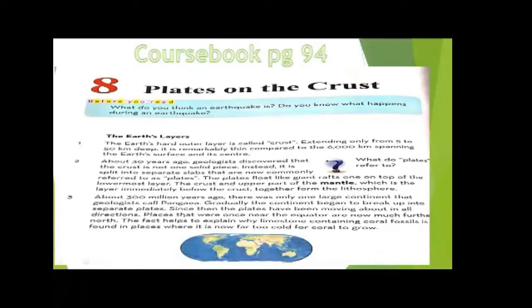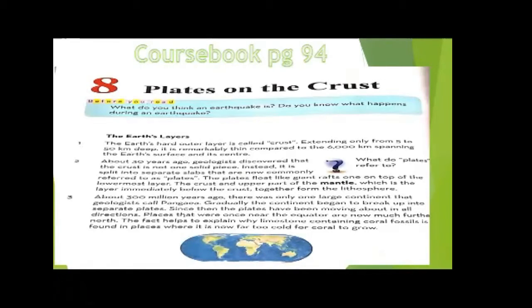So, the Earth's hard outer layer is called crust. It ranges only from 5 to 50 kilometers deep. That means the area of the Earth's crust is only 5 to 50 kilometers in depth. It is extraordinarily thin as compared to the distance of the Earth's surface to its center, that is 6,000 kilometers.